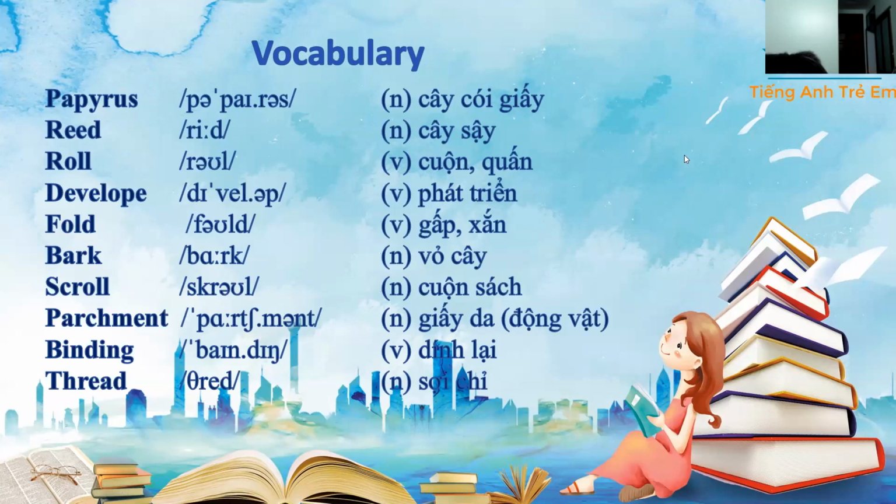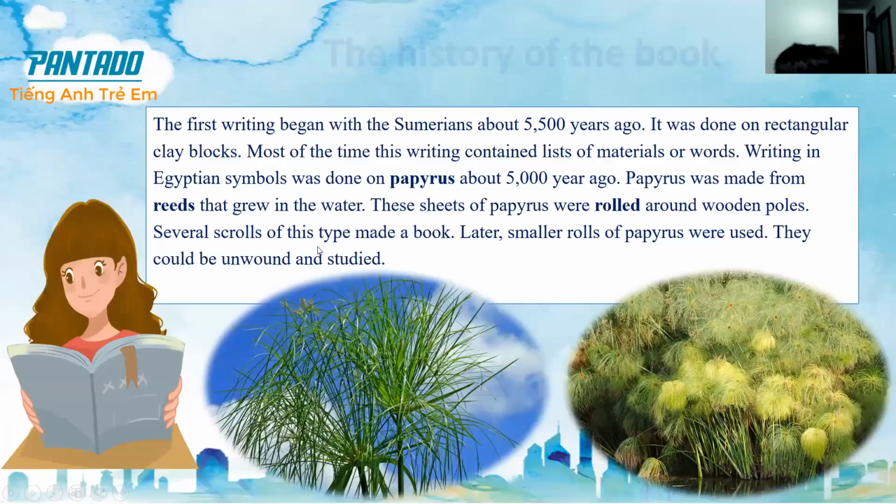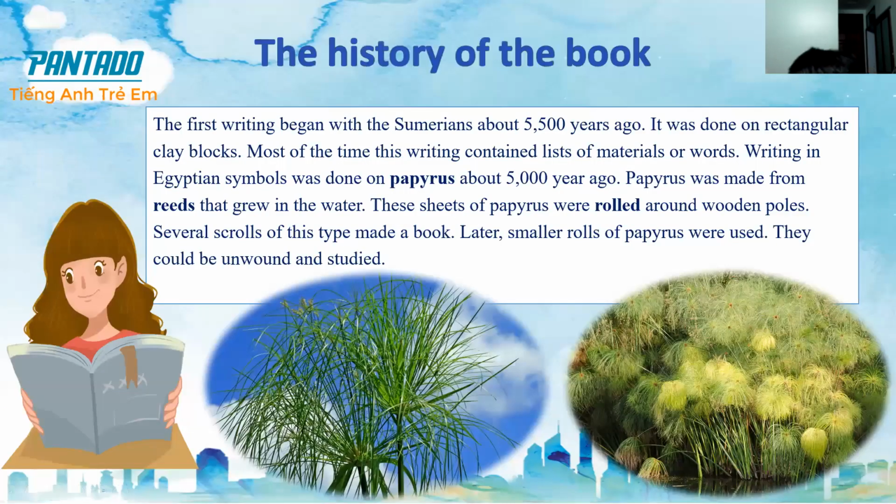First word is papyrus. Reed, roll, fold, bark, scroll, parchment, binding, thread. Okay, very good. Now, this is the history of the book.